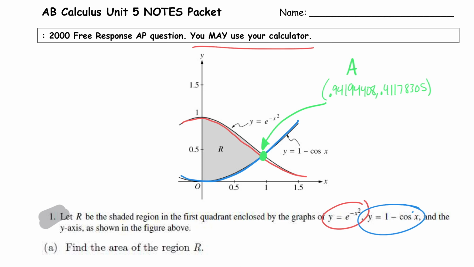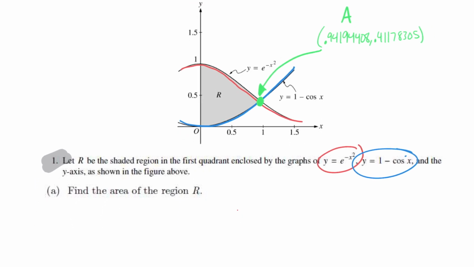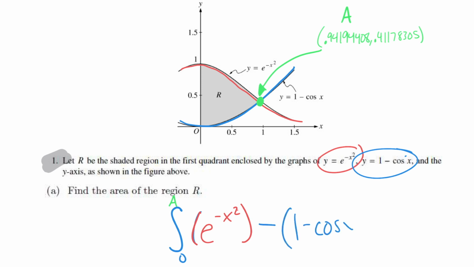So the next thing that we want to do is move on to part A. So it says, let's find the area of the region. So remember, when we're doing area, we only need to do the integral without thinking about volume of revolution or anything like that. So the area is just going to be the area under the curve from 0 to that intersection point. So we're going to use A in our calculators of the top minus the bottom. So that's going to be the red curve, e to the negative x squared, minus our blue curve, 1 minus cosine x.